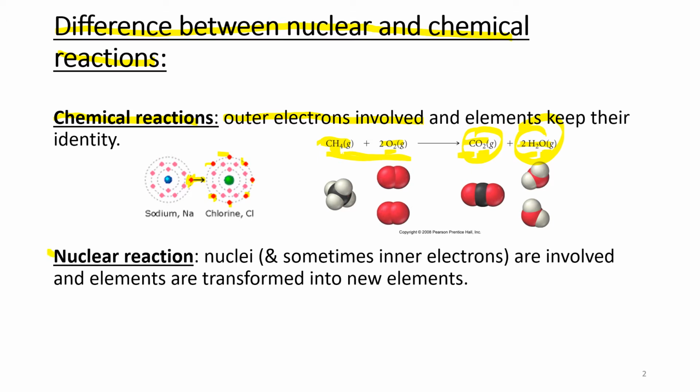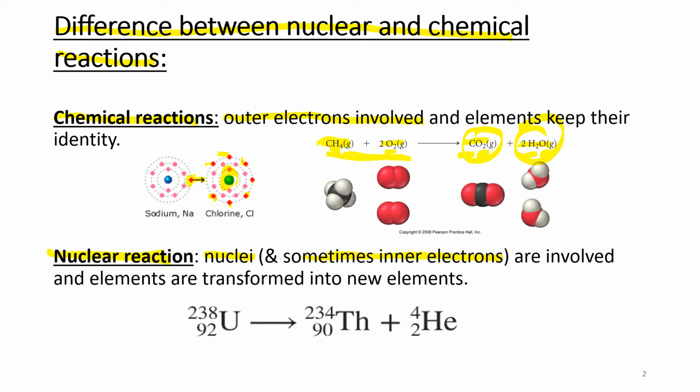Now, nuclear reactions are different because we said in chemical reactions, it's those outer shell electrons that are involved. In nuclear reactions, they occur in the nucleus, hence the name nuclear, and they sometimes involve inner shell electrons. So maybe these electrons in here and in our nucleus is where nuclear reactions take place versus a chemical reaction. And the other thing in a nuclear reaction is you actually create new elements.